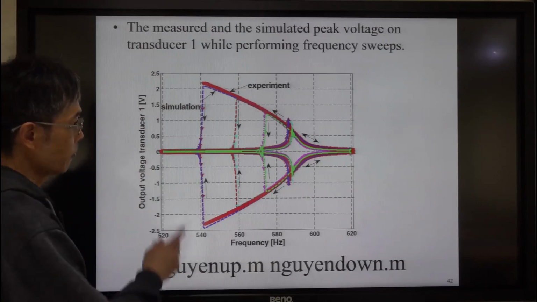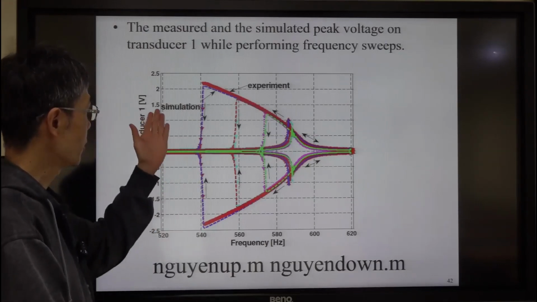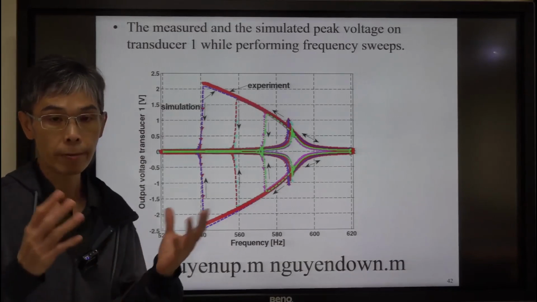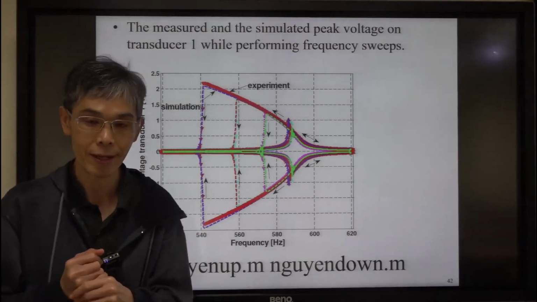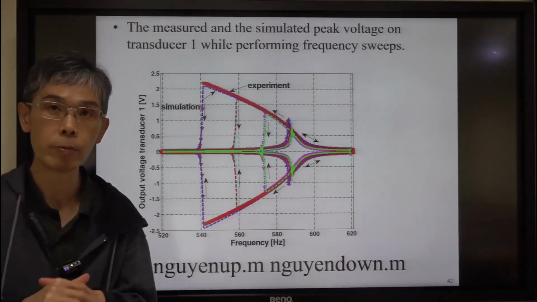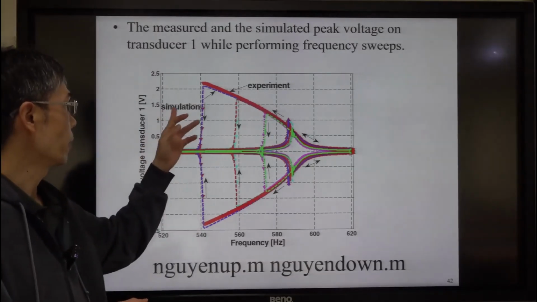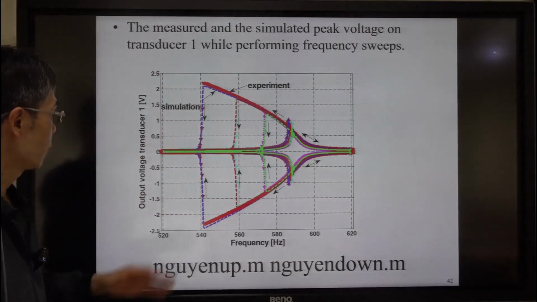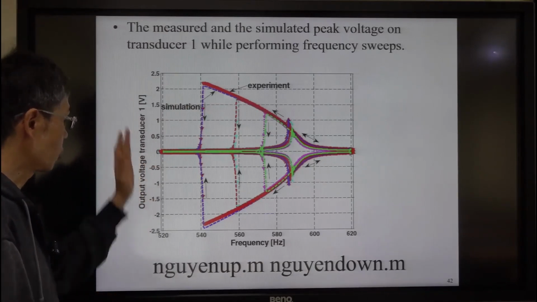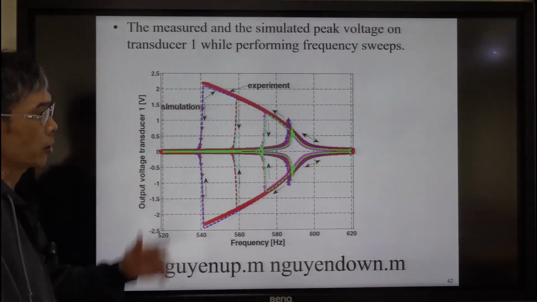Then, in this figure, we have the experimental result and the simulation result. We use the mechanical damping parameter B and the spring constants K1 to K7 as the fitting parameters. We adjust the parameters to fit the simulation to the experiment. So for the output voltage versus the input frequency, they are quite similar.